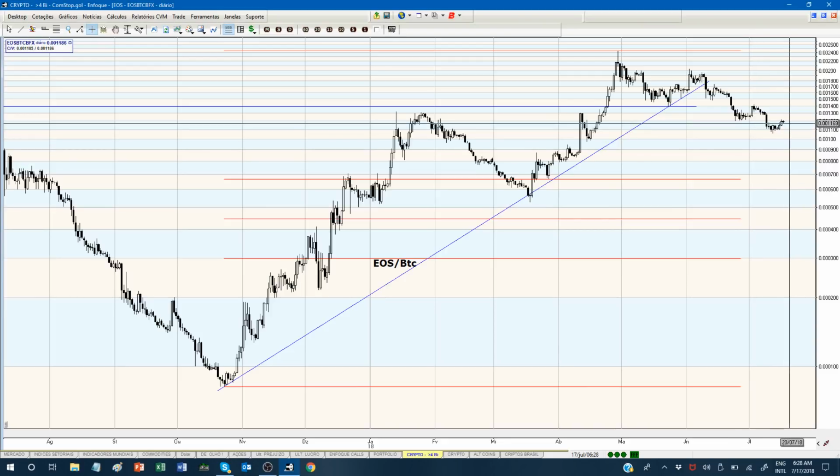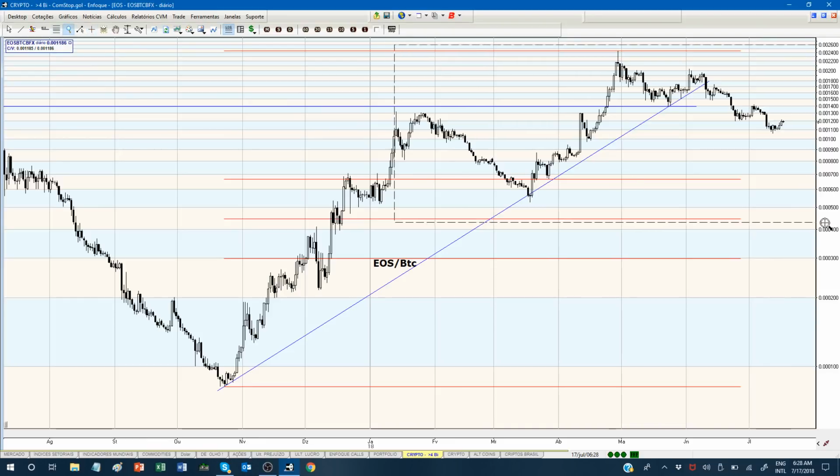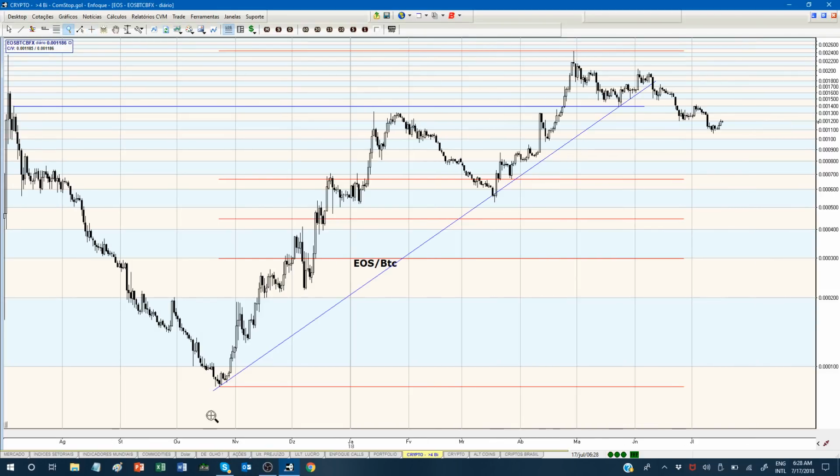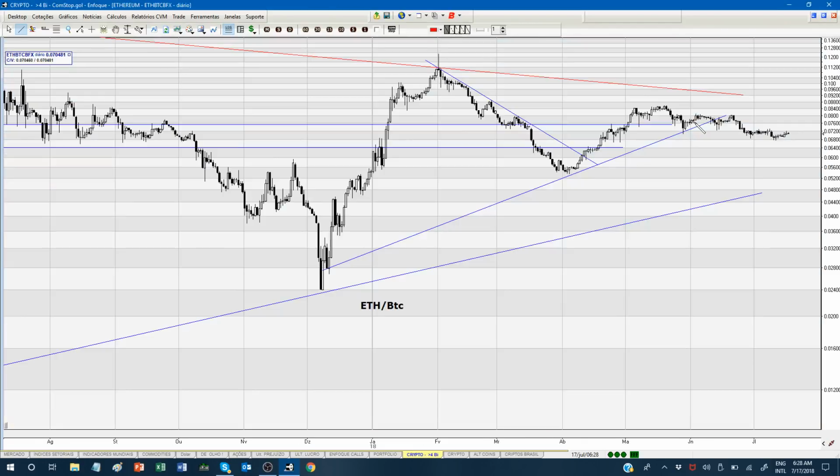EOS, nothing to say about it except that this resembles a downward flag. We're breaking this support line here, and we're expecting it to come to the first Fibonacci level. It's respecting this small resistance line. And this resembles a downward flag. So I wouldn't do anything in EOS.